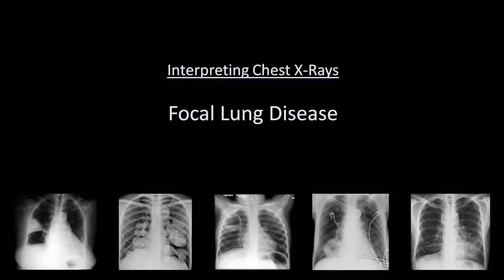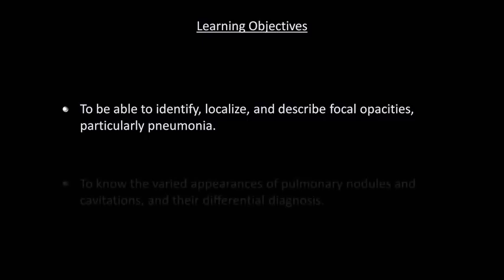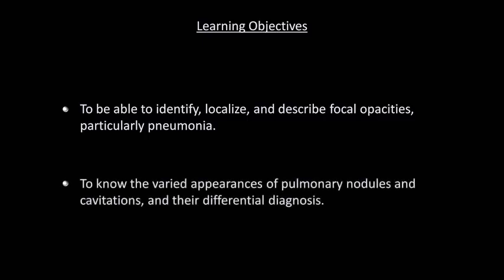This is the 8th video in this series on interpreting chest x-rays, and the topic is focal lung disease. Today's learning objectives are to be able to identify, localize, and describe focal opacities, particularly pneumonia, and to know the varied appearances of pulmonary nodules and cavitations, and their differential diagnosis.